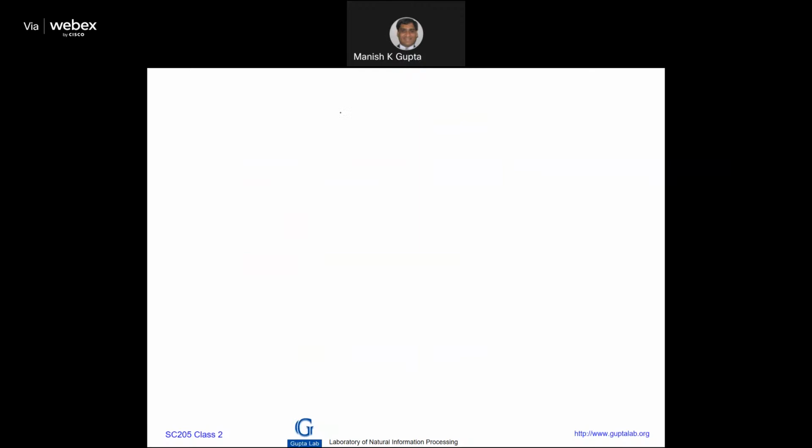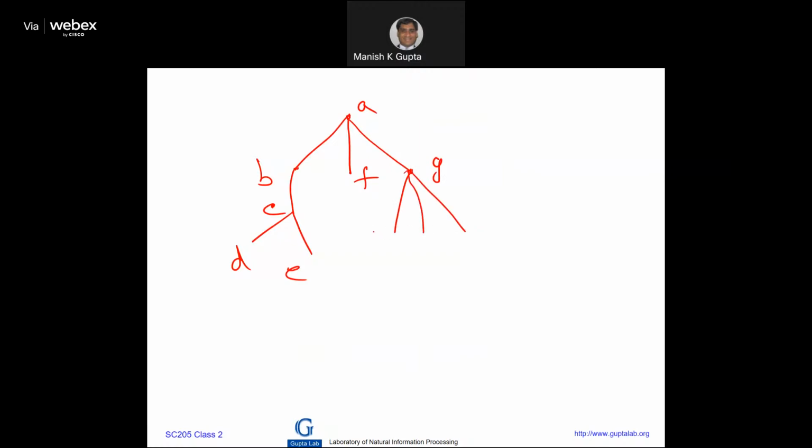I think I can now look at one more example here. A, B, G, F, D, E, C, H, I, J, K, L, M. This is a tree. This is a rooted tree because A is the root, right? I think you know these things.